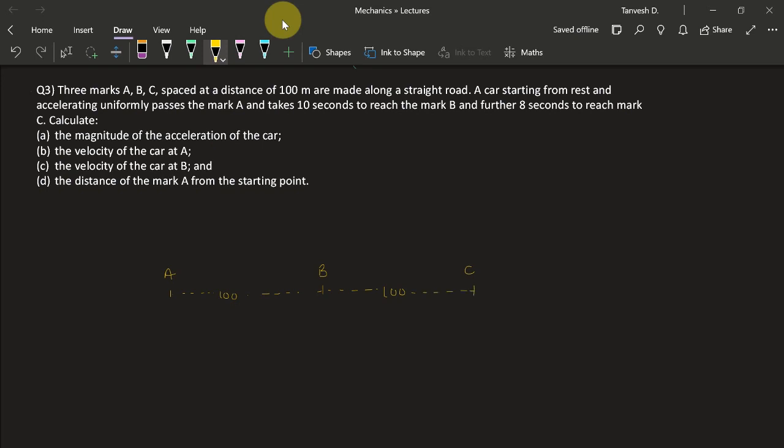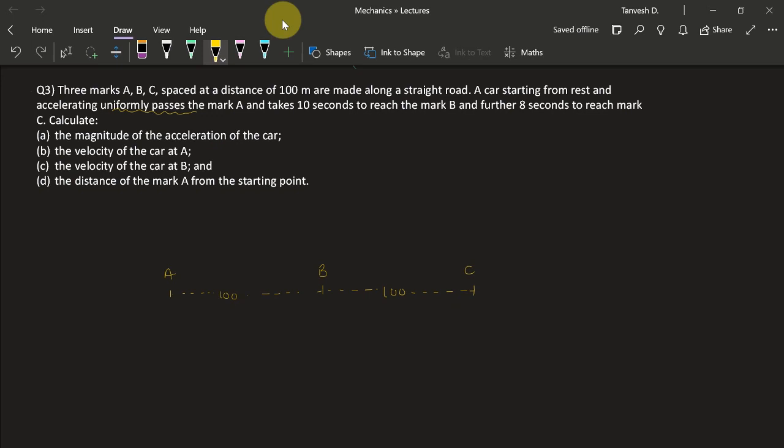A car starting from rest and accelerating uniformly passes the mark A and takes 10 seconds to reach mark B and further 8 seconds to reach mark C. So from this what we understand is that the car is not actually starting from A, because here it is saying that it is uniformly passing the mark A. It means that it is starting some point before A, right?